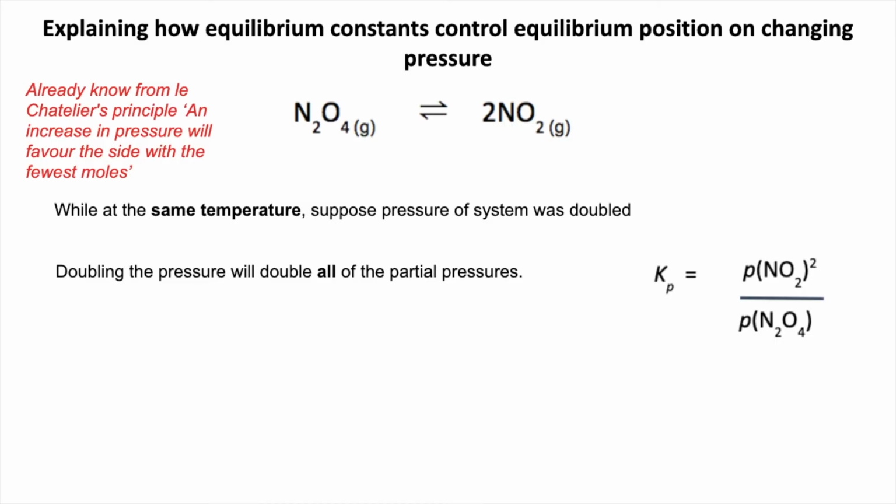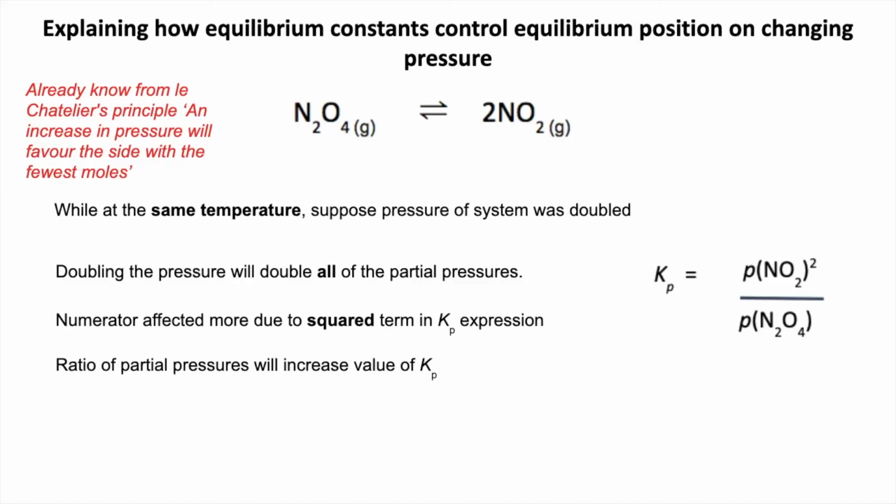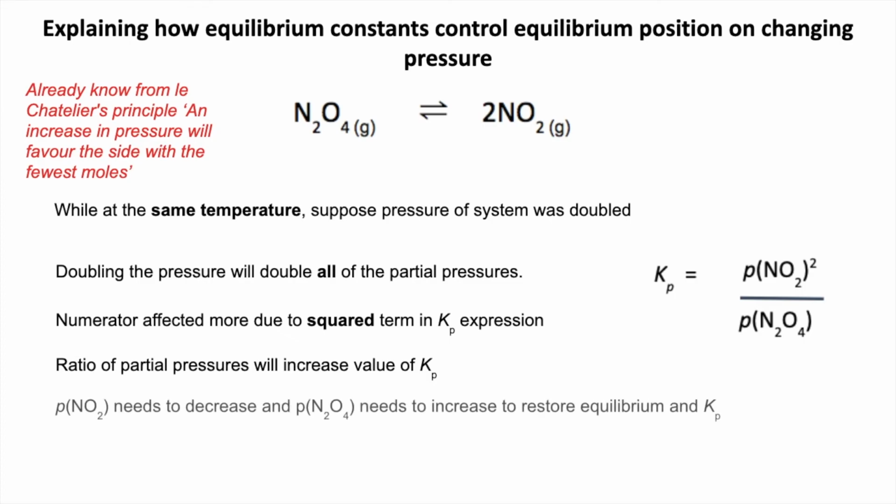Doubling the pressure is going to double all of your partial pressures because they're all in the same reaction vessel. So all of the partial pressures are going to change by the same factor, but the numerator term in this case is going to be affected more because the change in partial pressure is squared. So the ratio of partial pressures is going to increase the value of Kp. So how does it get it back down to its original value? The partial pressure of that needs to decrease and the partial pressure of that needs to increase. So therefore it's going to move backwards to the left to restore the Kp value.